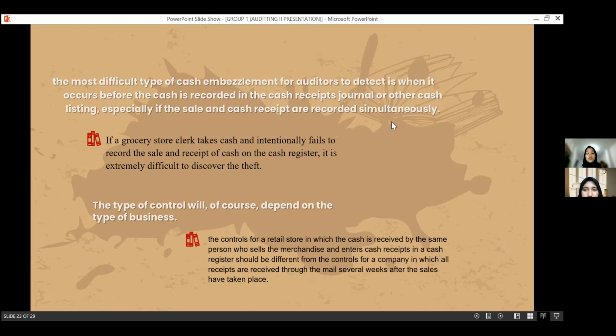Next, the type of control will, of course, depend on the type of business. For example, the control for a retail store in which the cash is received by the same person who sells the merchandise and enters cash receipt in a cash register should be different from the controls for a company in which all receipts are received through the mail several weeks after the sales have taken place.